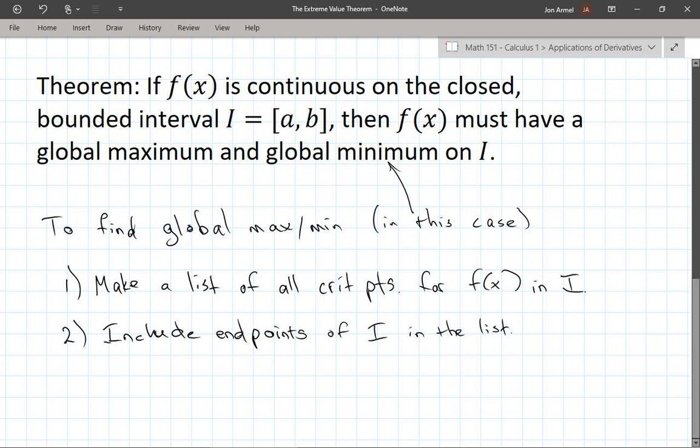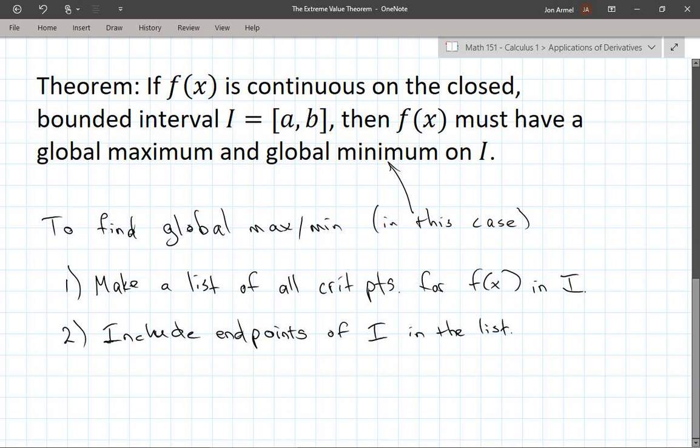Those are the only places that the global max and min can occur. If you don't have a critical point, then by Fermat's theorem the function's not going to be a local min or max there. That means that somewhere nearby that point the function is bigger, and somewhere nearby the function is smaller. So that point isn't a global max or min for sure. So you have to have a global max or min at a critical point or the endpoints, because we saw that can happen as well. So this list has all the possible locations for your global max and min.